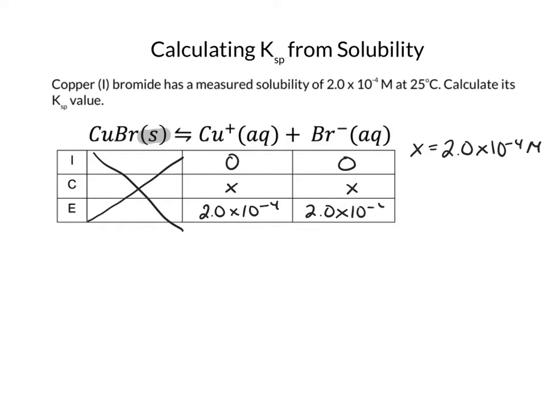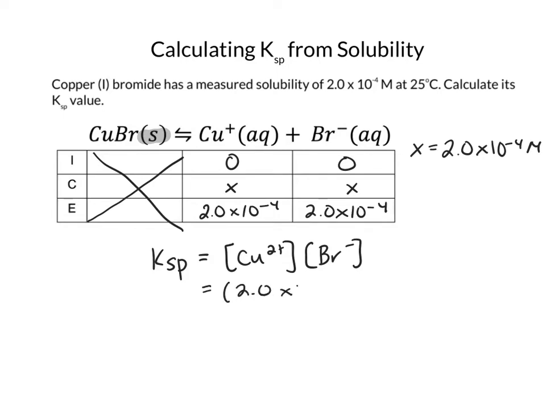2 times 10 to the negative fourth. Now when you go to write your solubility product expression, you've got your copper ion times your bromine ion, and there's nothing in the denominator because all of your reactants are solid, and solids are not included in equilibrium expressions. So in this case, the Ksp is going to be equal to 2 times 10 to the negative fourth squared. So my Ksp is 4.0 times 10 to the negative eighth, and that is my answer.